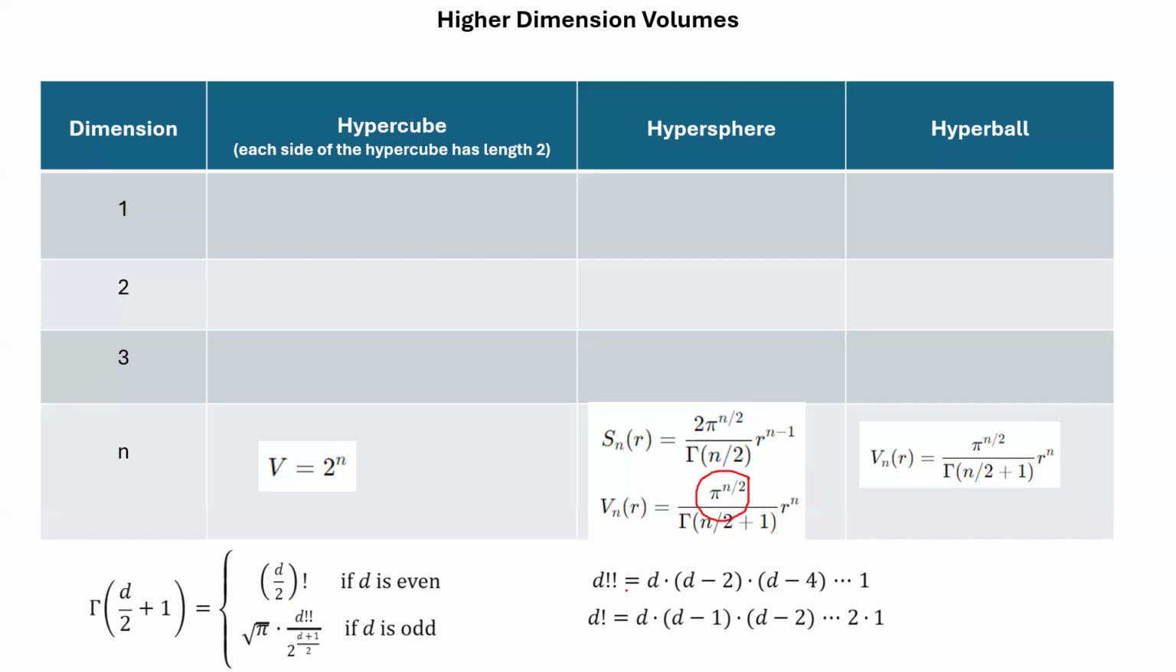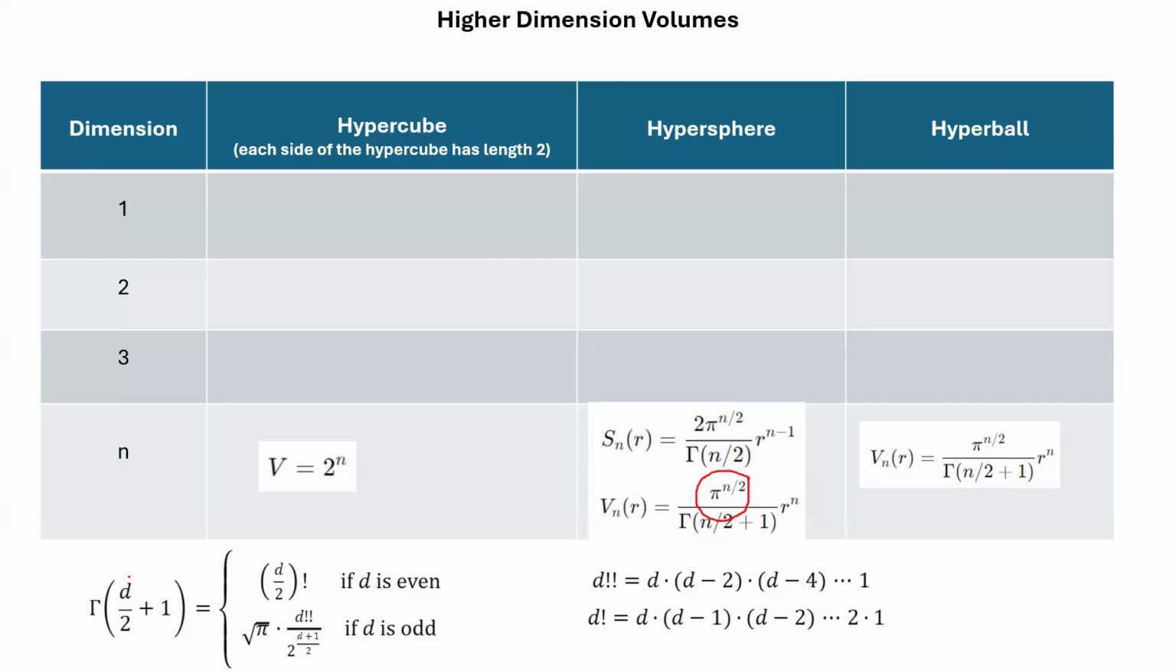What is d double factorial? It is d into d minus 2 into d minus 4, and so on down to 1. D factorial, we all know, is d into d minus 1 into d minus 2, extending to 2 into 1. So we know the normal factorial, but double factorial is nothing but, instead of minus 1, the step is minus 2, skipping the even numbers. That is what double factorial means. So using these formulas, we can calculate the value of gamma of n by 2 plus 1.